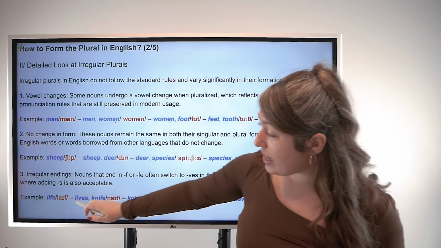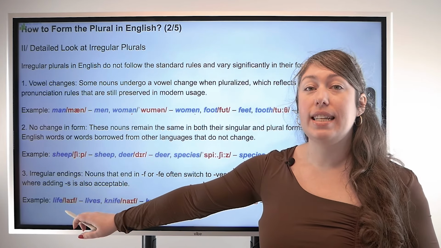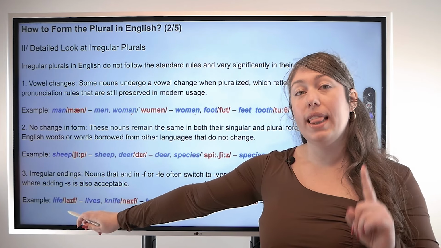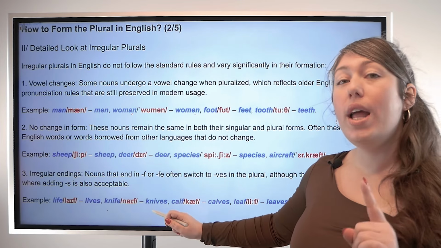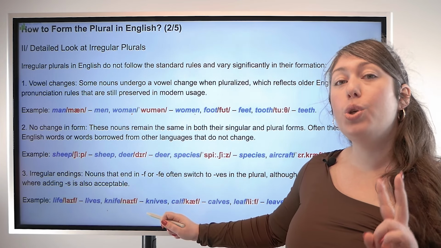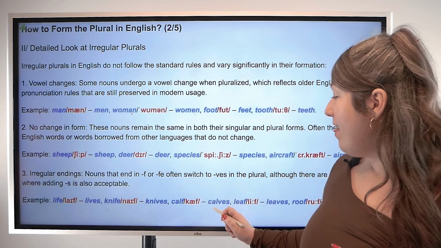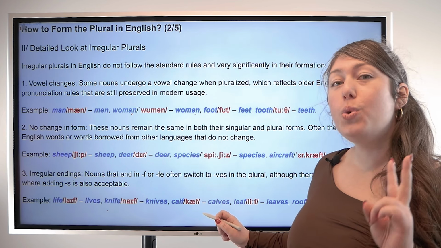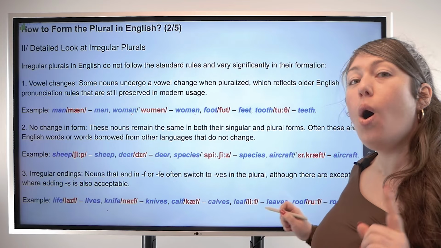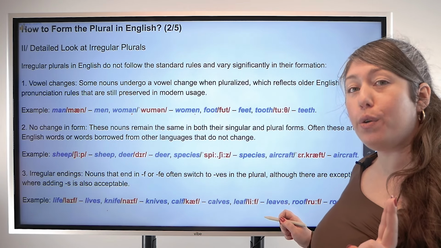Now, let's check our pronunciation. Life has the long I sound. Life. 1 life. 2 lives. 1 knife. 2 knives. And this one, we don't say the L sound. 1 calf, 2 calves. 1 roof, 2 roofs.